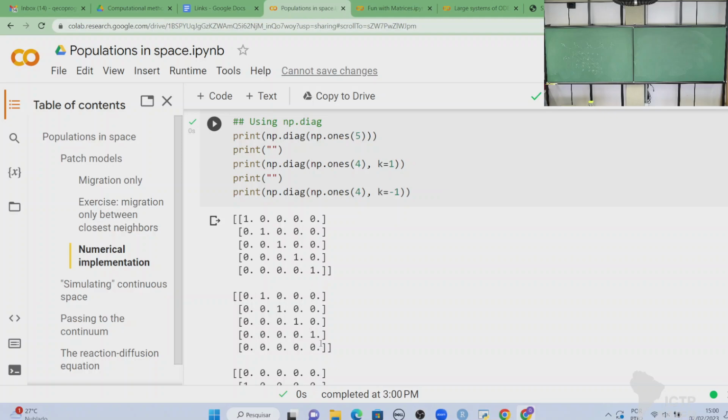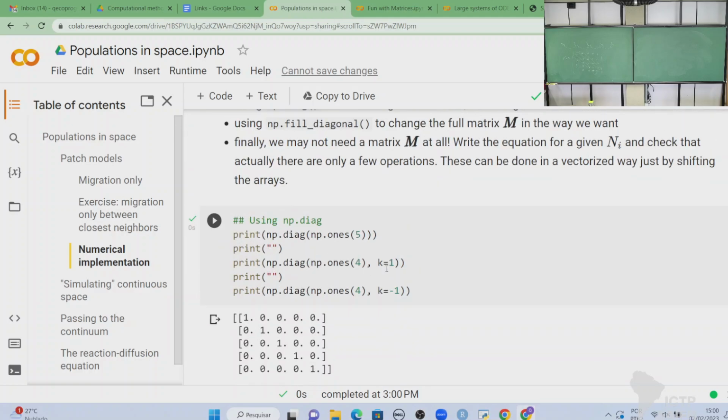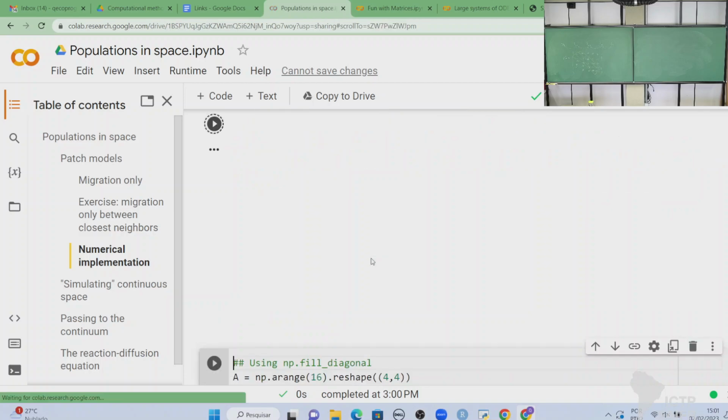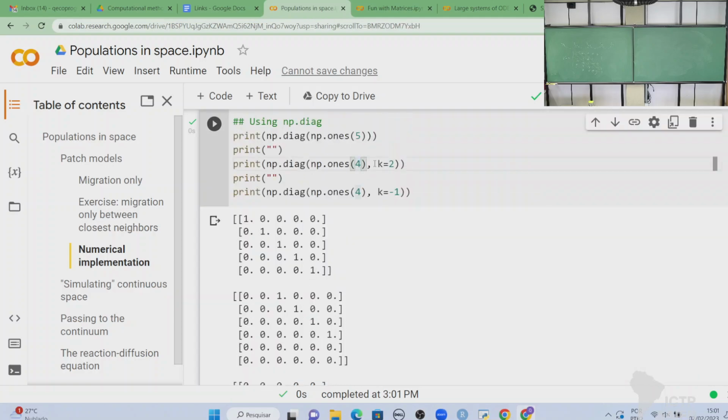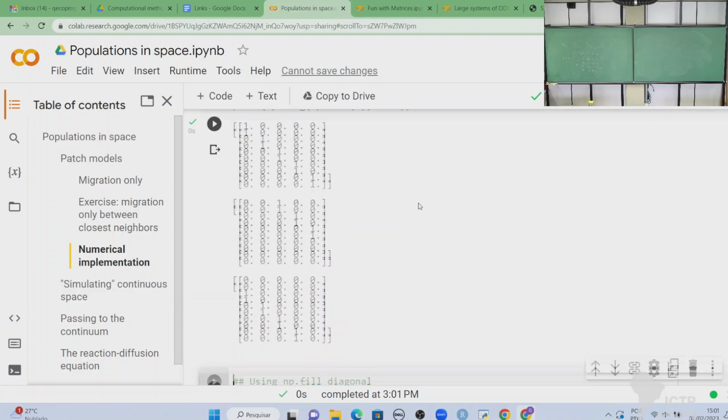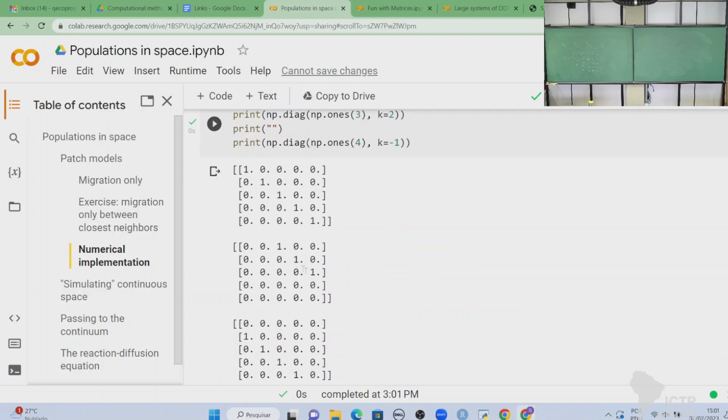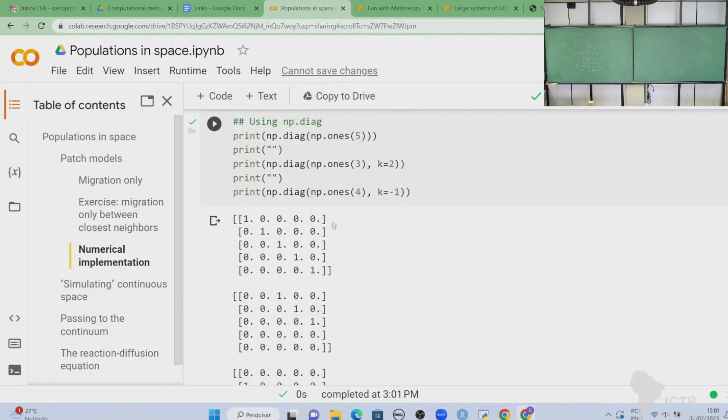So if I want a 5 by 5 matrix with the second off diagonal filled, I need k equals 2 here, right? If I use 4 values, it builds a matrix that is actually 6 by 6, okay? So we want to actually do this to have a 5 by 5 matrix. I need to do this, with only 3 values, okay?